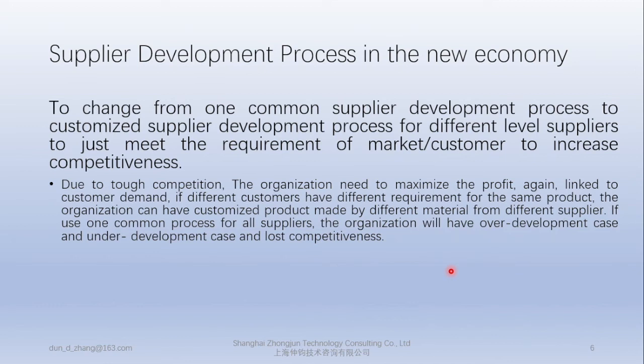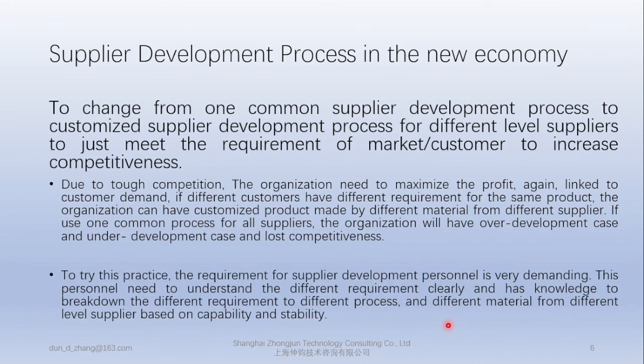If you use a common process for all suppliers, the organization will have over-development cases and under-development cases and lose competitiveness. So say, if you use material for the automotive business to produce bearings for washing machines or air conditioners, think about it, you lose competitiveness. But to do it, it's not that easy.